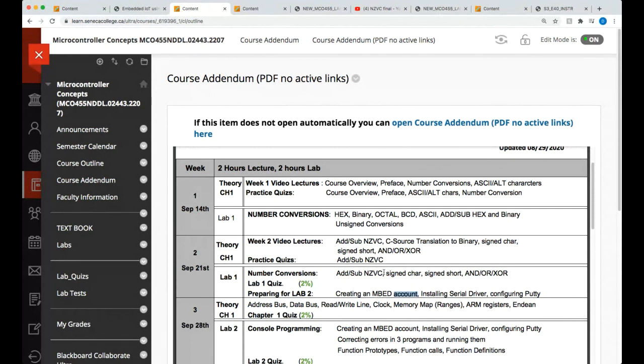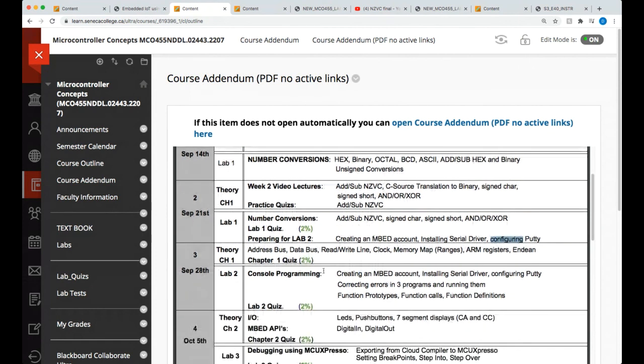And when you're finished, you better start setting up your MBED account, installing a serial driver, configuring PuTTY, and being ready for the following one, because you can see lab 2 next week is going to have a quiz based on figuring out a program and so forth.